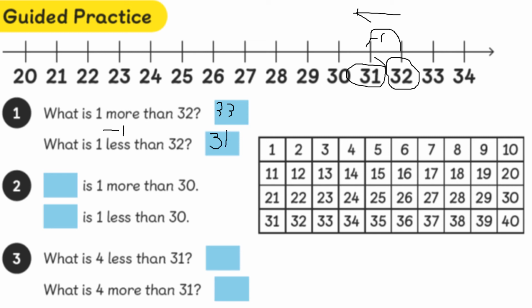Okay, let's have a look at number 2. Oh, something is 1 more than 30. Oh, that's a bit trickier. Something is 1 more than 30. Can you do that for me, children? What is 1 more than 30? Pause the video, you have a go. Use your number line or your 100 square, or if you can do it in your head and count on, do that.